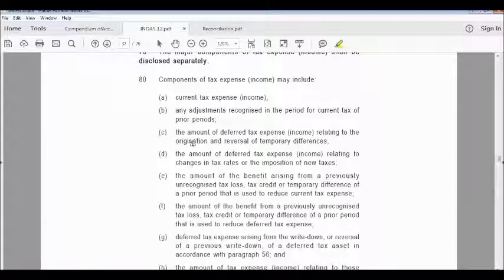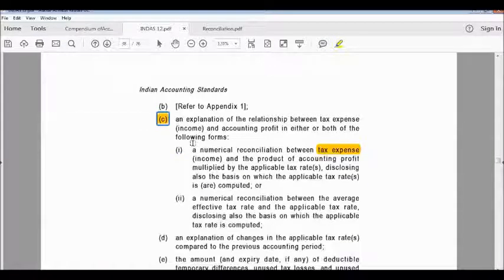And then the third one is regarding the disclosure requirement. Disclosure requirement under Ind AS 12 is huge. So one of the major things which I recognize is the explanation of the relationship between the tax expense and the accounting profit, like the reconciliation. So this is the major difference between Ind AS 12 and accounting standard 22.